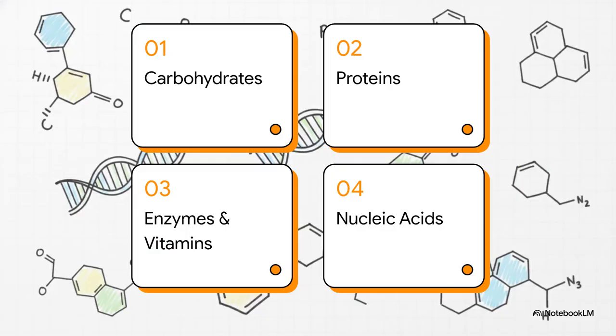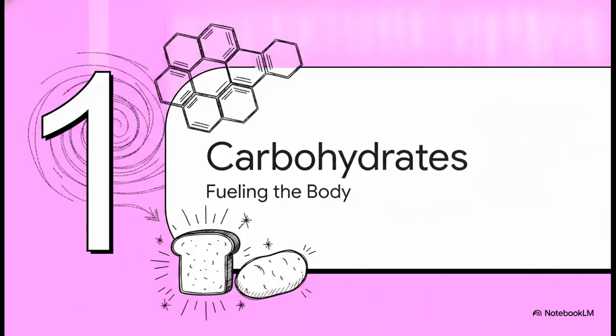To get to the bottom of that, we're going to systematically move through the four main macromolecular ingredients in our biological pantry: carbohydrates, proteins, enzymes and vitamins, and finally, nucleic acids. Section 1. Carbohydrates fueling the body. We'll kick things off here, as these act as the primary energy source for us.